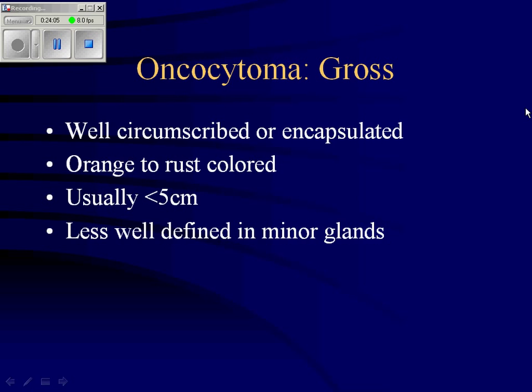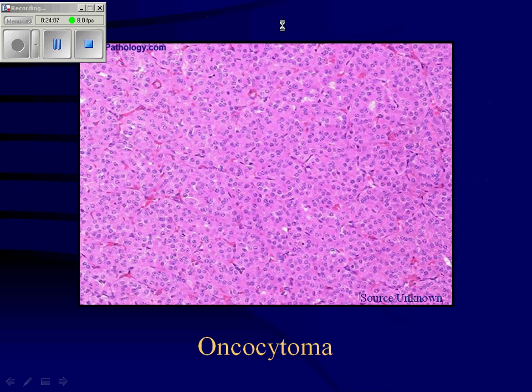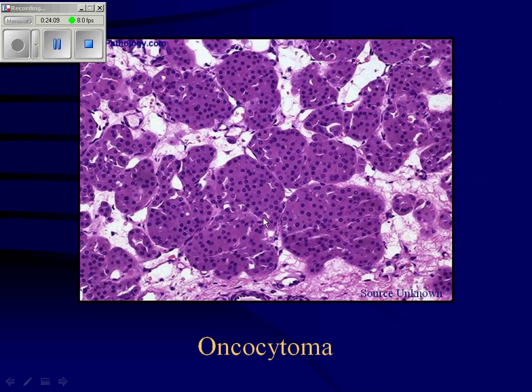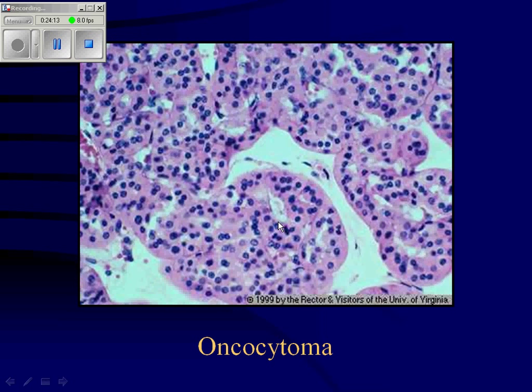So that's what an oncocytoma looks like. And it basically looks the same. You just don't have the blue. You don't have the lymphocytes in there. So it's the red and white without the blue.